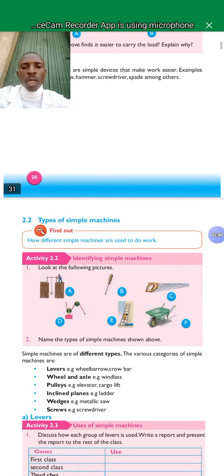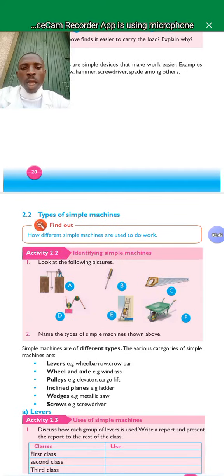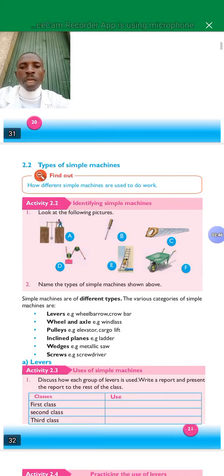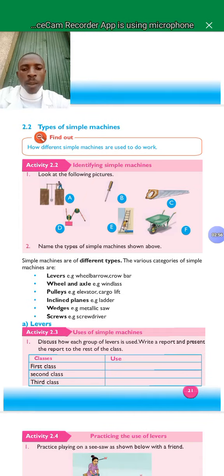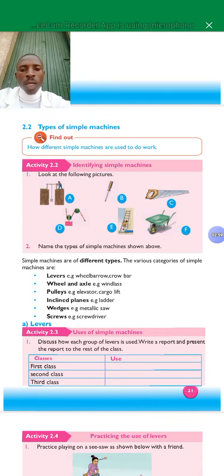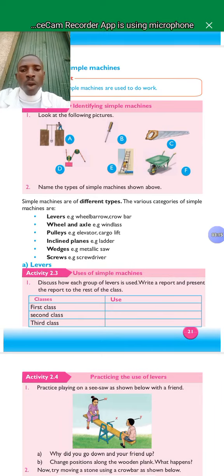On point number 2, there are types of simple machines. Simple machines are categorized into many types. The types are levers, wheel and axle, pulley, inclined planes, wedges and screws. As you see, for levers you have the wheelbarrow and claw balls. For wheel and axle there is the windlass. For the pulley there is the elevator and cargo lift. For the inclined plane there is a ladder. For wedges there is the example of a metallic saw. For screws there is the screwdriver.